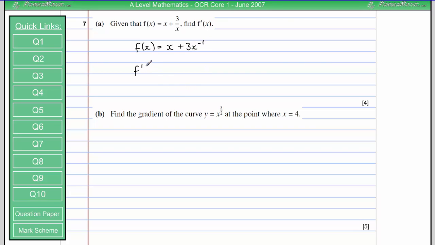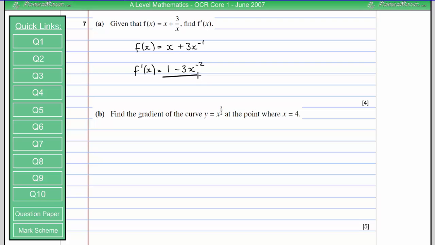So then when I differentiate and get f prime x, differentiate x, that becomes 1. And to differentiate this, multiply by the power, so multiply by minus 1, that gives me negative 3, and then reduce the power by 1. Remember to follow the number line and we'd get x to the minus 2. So f prime x equals 1 minus 3x to the minus 2. You could also write this as minus 3 over x squared if you wanted as well.